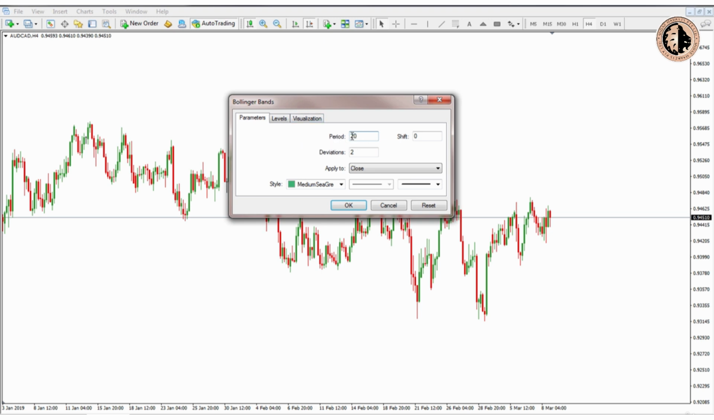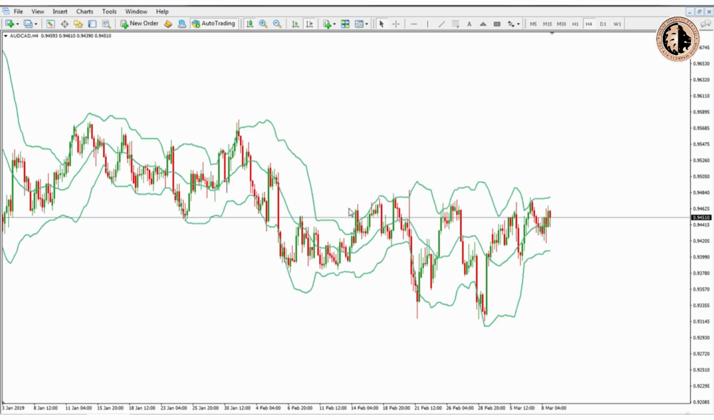Period 20 tells us that the indicator will use a simple moving average of 20, meaning 20 periods. I won't talk much about it, as I explained the moving average in the previous lesson. Deviation 2 means standard deviation 2. If you don't know what standard deviation is, I'll explain it now. I will turn on the indicator first.